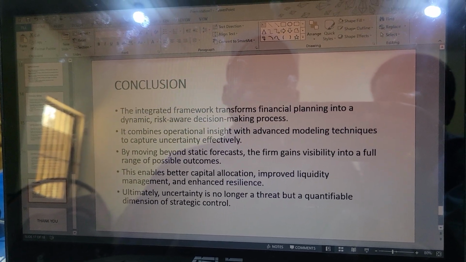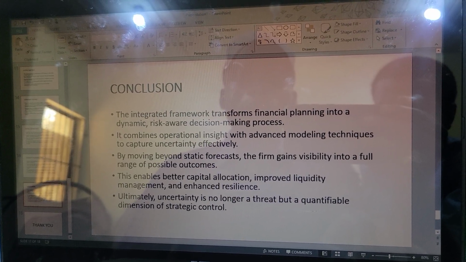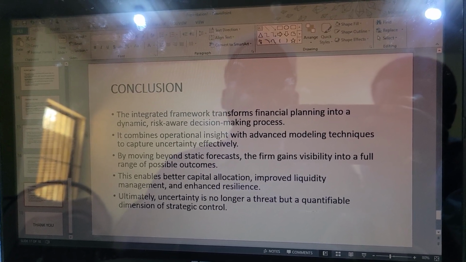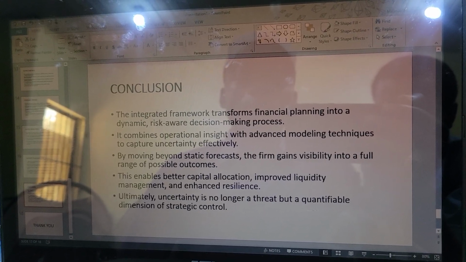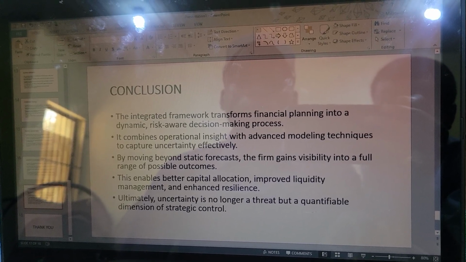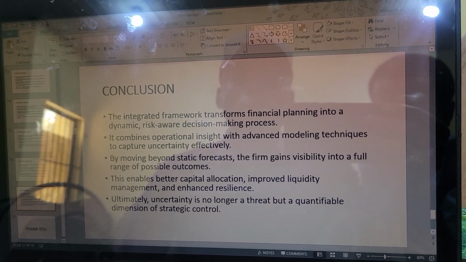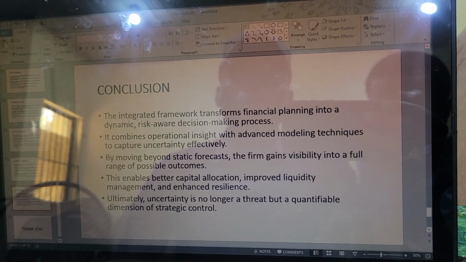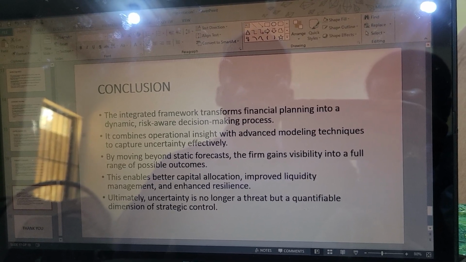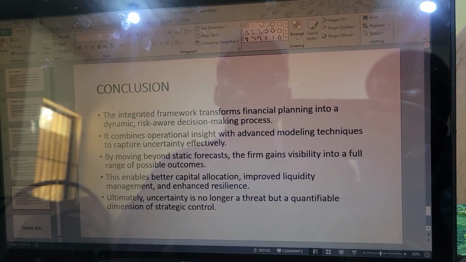In conclusion, the integrated framework transforms financial planning into a dynamic, risk-aware decision-making process. It combines operational insights and advanced modeling techniques to capture uncertainty effectively. By moving beyond the static forecast, the firm gains visibility into a full range of possible outcomes. This enables better capital allocation, improved liquidity management, and enhanced resilience.